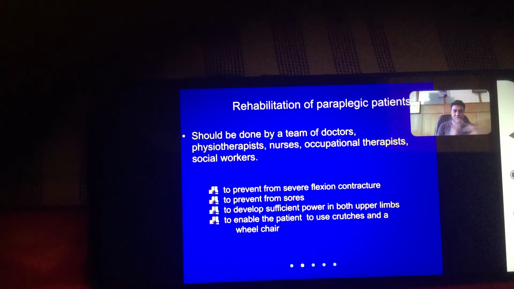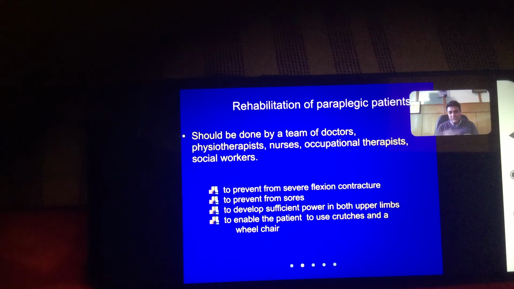And another important thing for the treatment of a paraplegic patient is to prevent severe flexor contracture. In a paraplegic patient, if there is a spinal cord injury, there will be spasticity. The patient might be having flexor contractures. So passive stretching of the muscles and exercises should be done to prevent this.